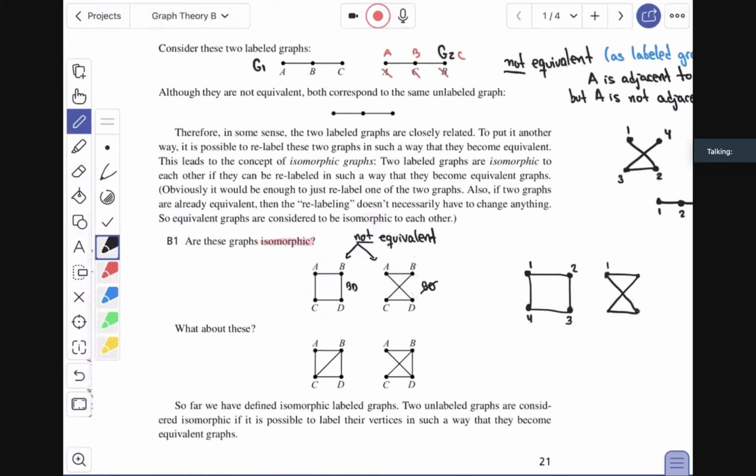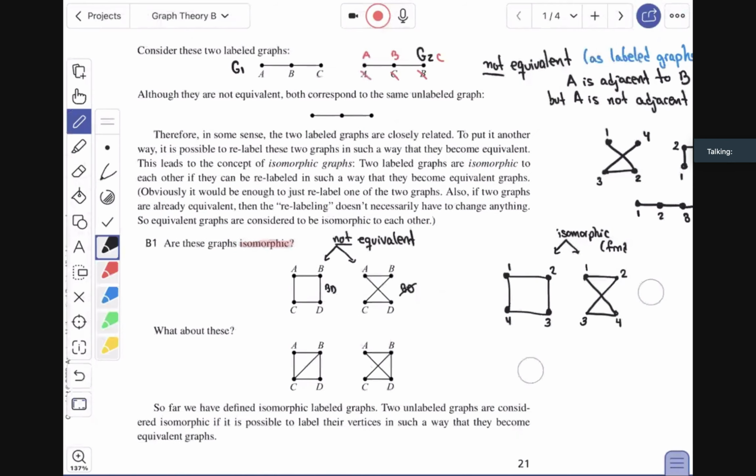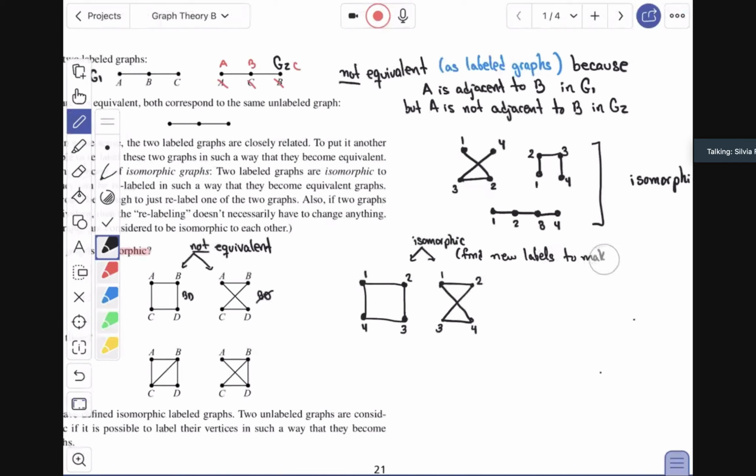So 1, 2, 3, 4, 1. I kind of follow my cycle, right? So they are isomorphic. So find new labels to know them. Equivalent. So they are isomorphic, they're not equivalent with those original labels.